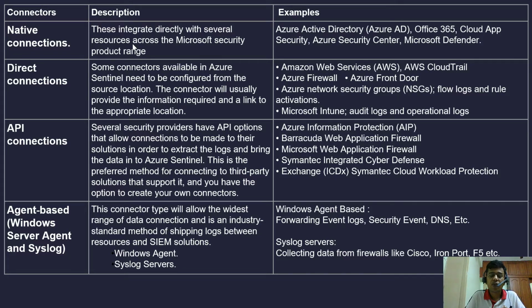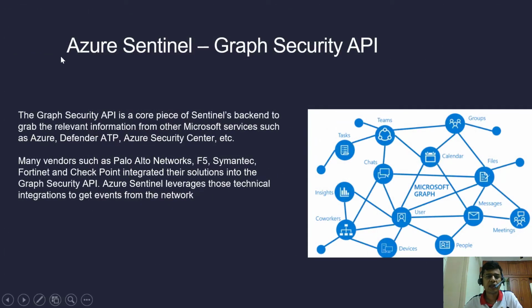Then you can write your own API for pulling the data, or you can install the Log Analytics agent on the machine, which will pull the data and insert it into the Sentinel workspace with the help of that agent. These are the kinds of things that come up while doing Cisco Iron Port F5 monitoring or collecting event logs, security logs, or anything. So let's jump to another concept called the Azure Sentinel Graph Security API.